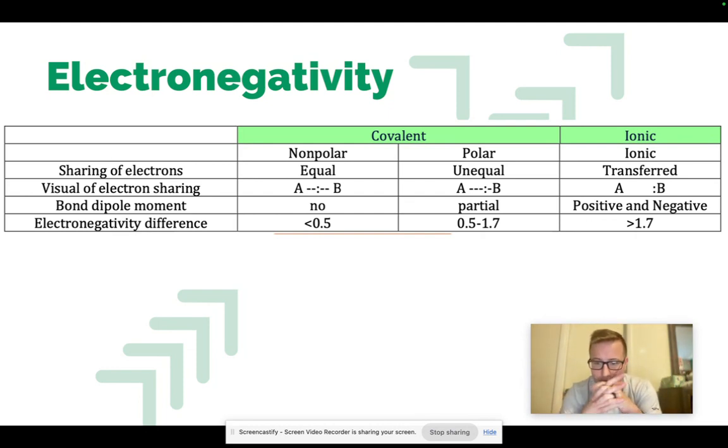Finally, ionic. Ionic is when you have completely transferred your electrons. You've just given them away. All the electrons are here at B. Okay? You create a positive and a negative charge. Your electronegativity difference between your atoms should be over 1.7. This only happens with a great electronegativity difference, between fluorine and sodium, chlorine and barium. Okay, big differences.